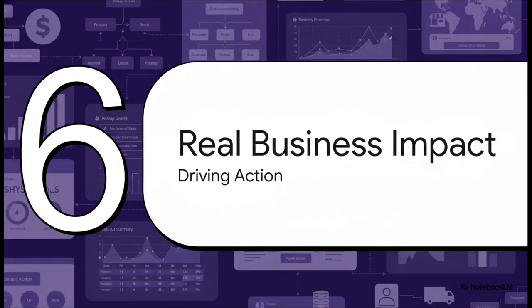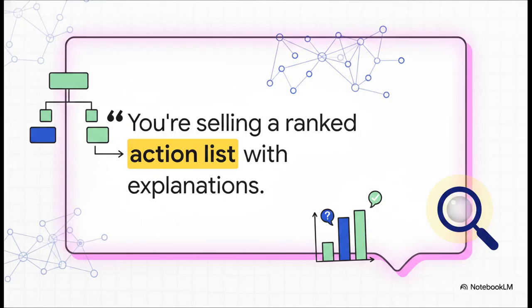Section 6. Driving real business impact. Ultimately, interpreting this evidence correctly fundamentally changes how a business operates. You are no longer selling a CSV of churn probabilities. You're selling a ranked action list backed by real explanations. Whether you're interviewing for a top role or freelancing for a client, providing this context transforms your work from a generic data dump into a premium consultative deliverable. You aren't just giving them the what, you're giving them the why.